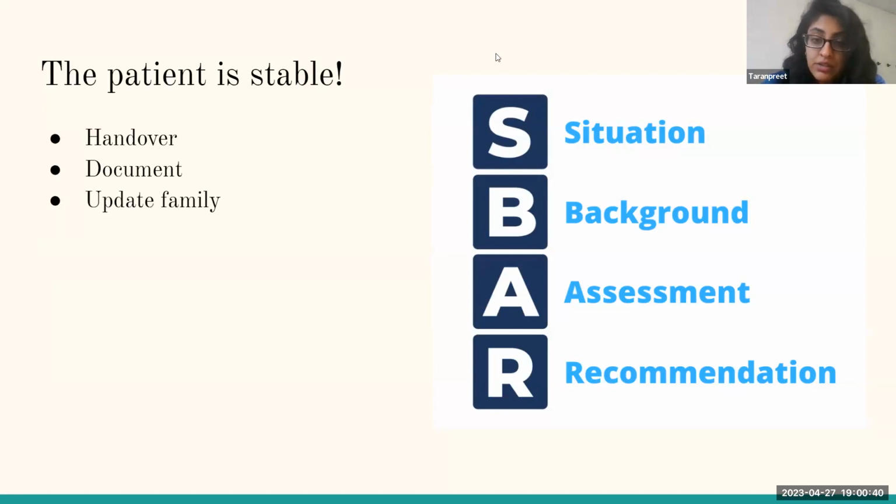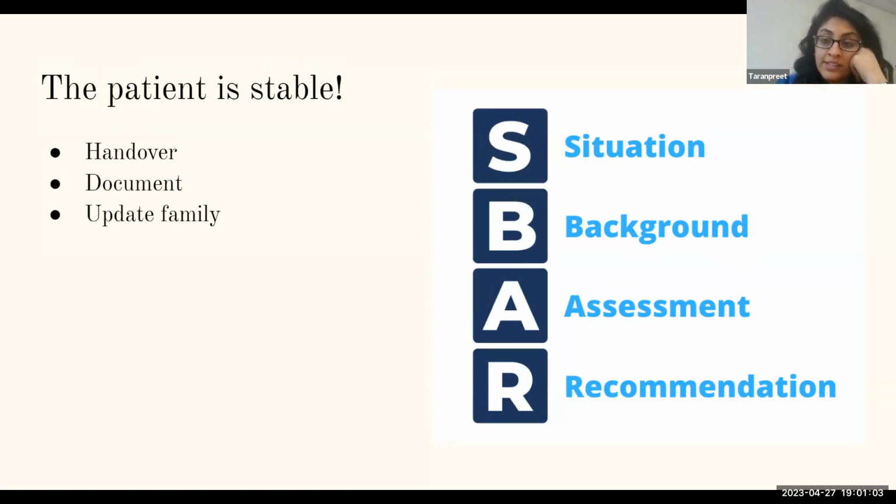So SBAR is a handover tool that we use a lot, and it's a good way of giving a succinct handover. So you explain the situation that you are currently in, the background of the patient, your assessment of how unwell the patient is, and your recommendations or requests, okay? So I'm going to do this one, and for the next case, I'm going to either pick on one of the senior students or hopefully somebody will volunteer to do the next SBAR, okay?